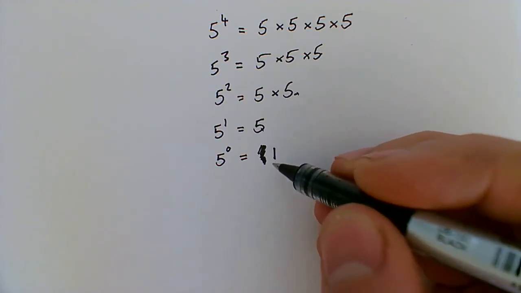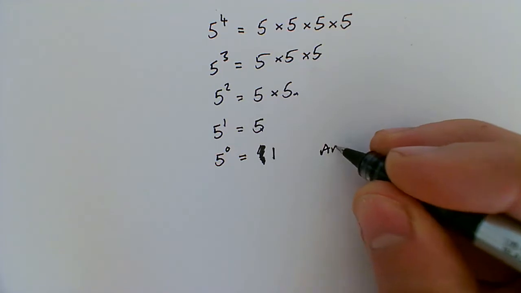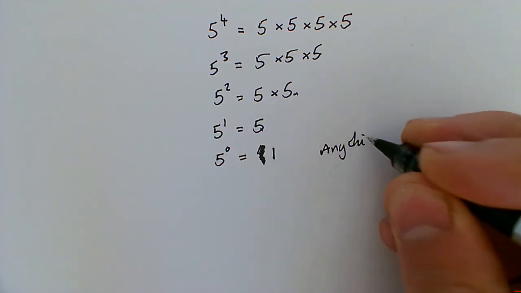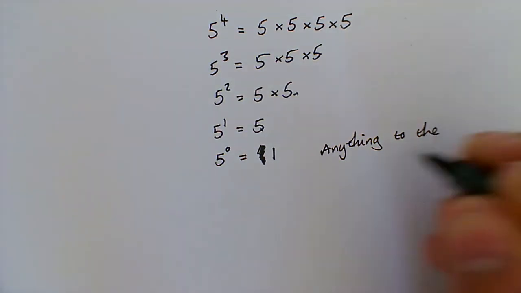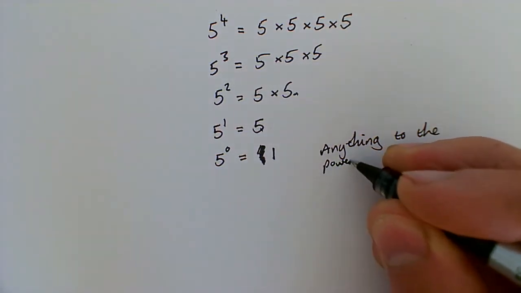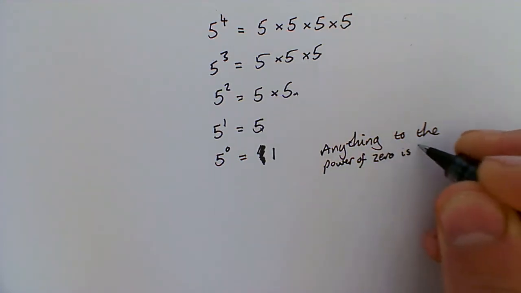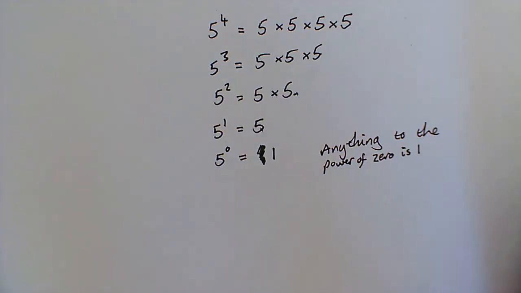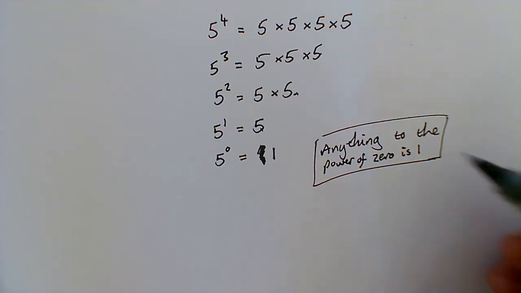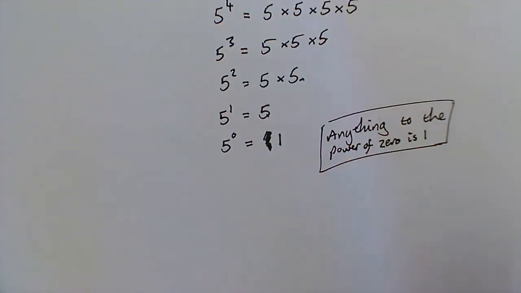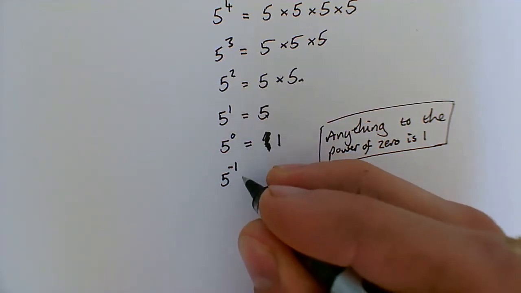And that's a useful additional fact that we can add to our inventory. So you might want to just note that down somewhere in your jotter. Anything to the power of 0 is 1. So that's a useful extra fact. That's something to definitely store away in your memory, a fact that comes up quite a lot. Okay, we've extended to 0.